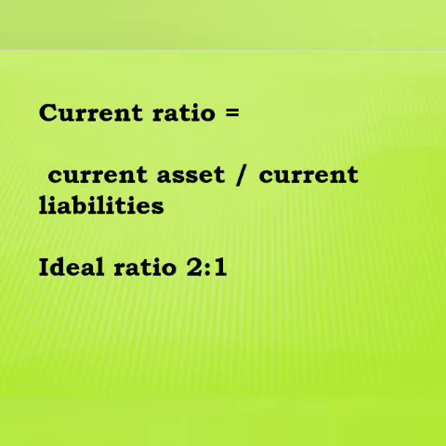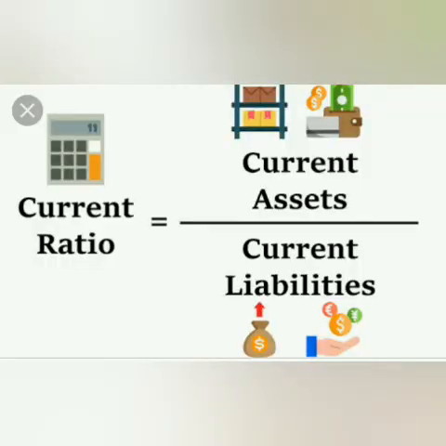Then idle bank or cash balance. Idle cash and bank balance has opportunity cost, and the firm must invest this cash in some productive investments. So for that, proper cash management tools can be used by the firm. So usually a firm uses 2:1 as the ideal ratio for analyzing the short-term financial position of the firm.